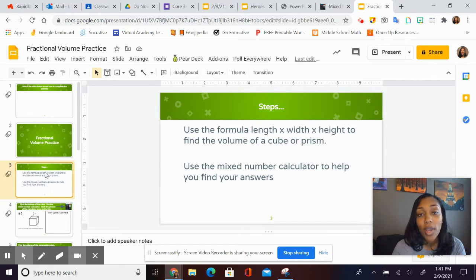So anytime you're asked to find the volume of a cube or a prism, you're going to follow the steps: length times width times height. And you're going to need to use the mixed number calculator. So in Google Classroom, under materials for today, there's going to be a mixed number calculator link, and I've also included a video that goes back through how to use the mixed number calculator if you have any trouble with it. So please make sure you open that up, use that link.